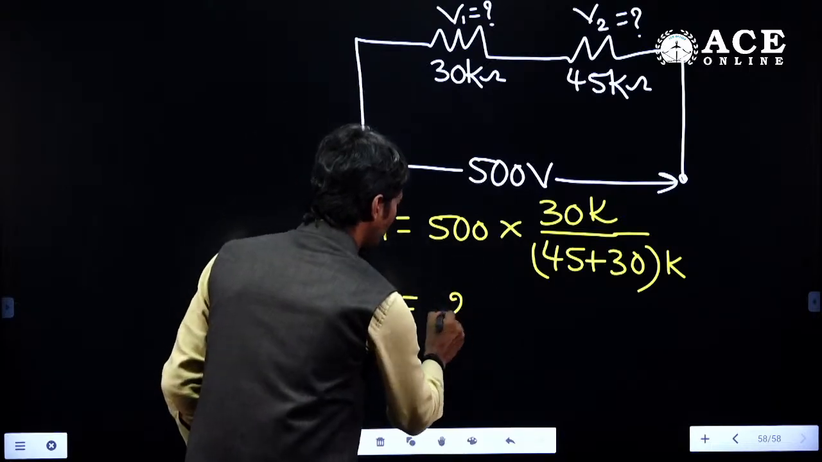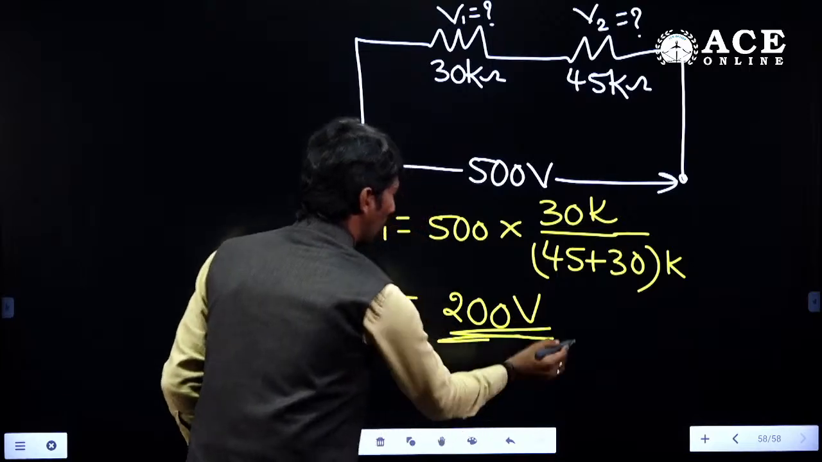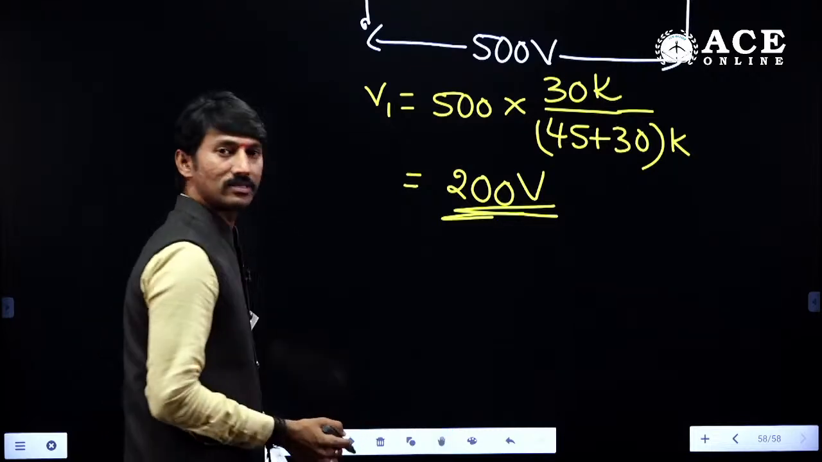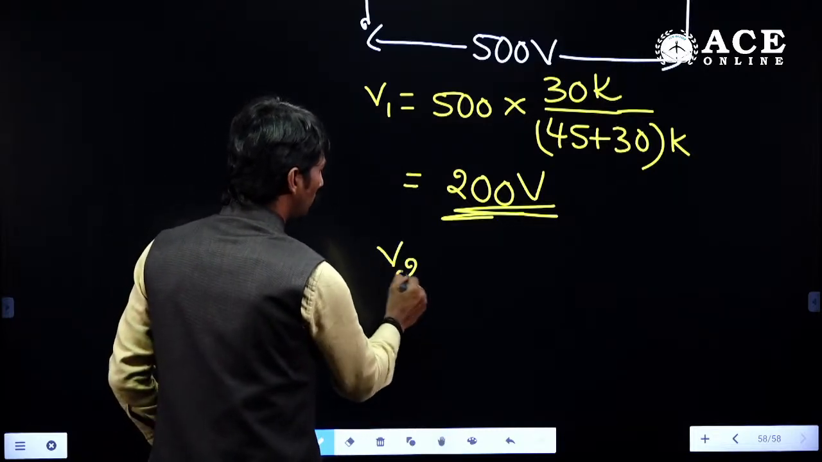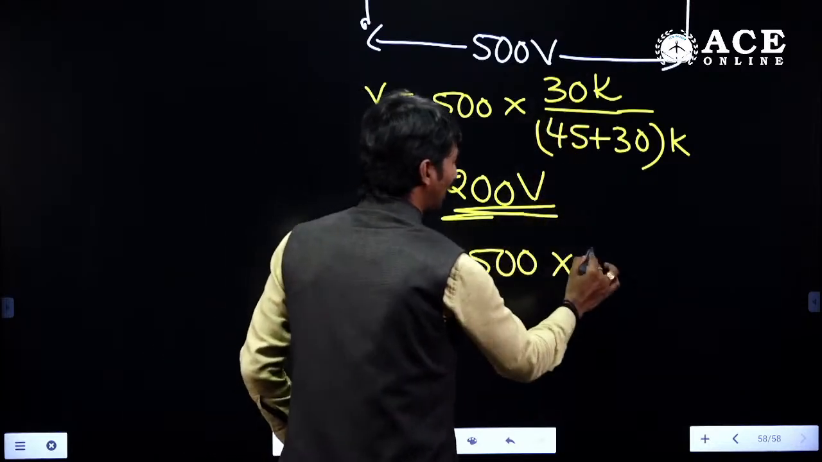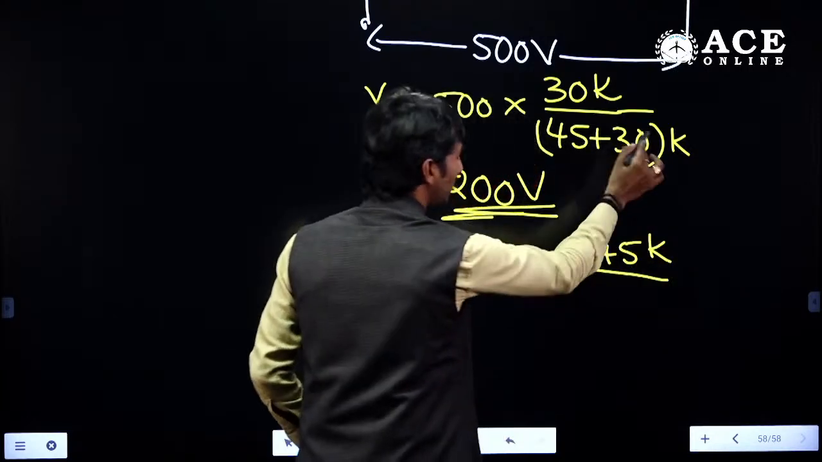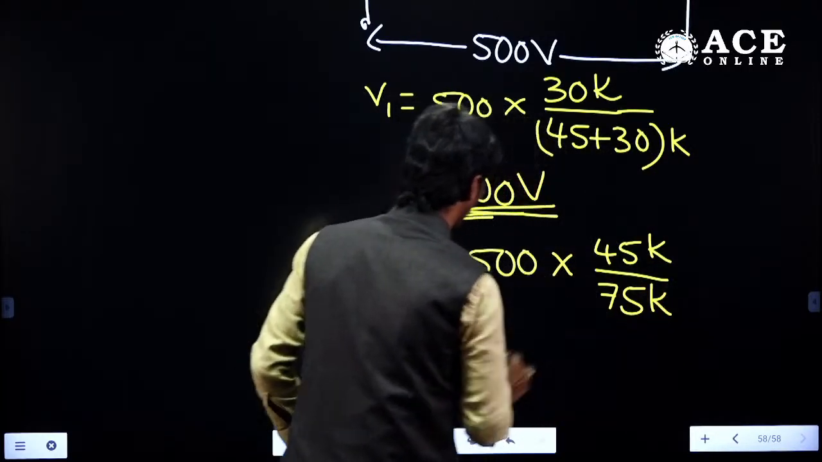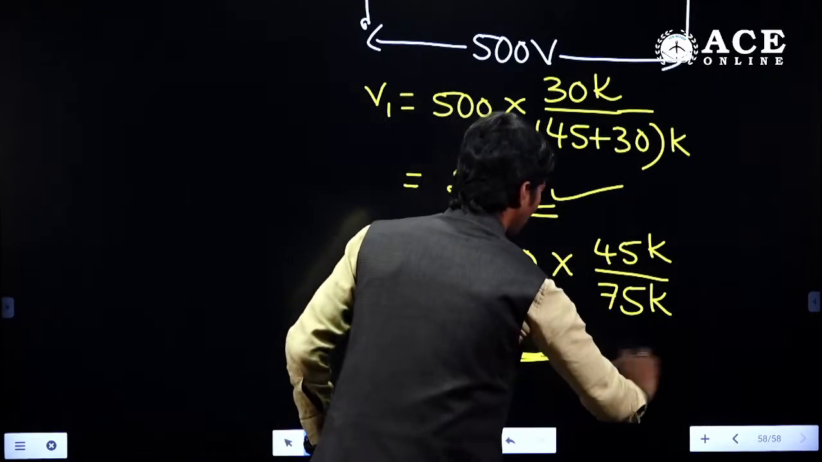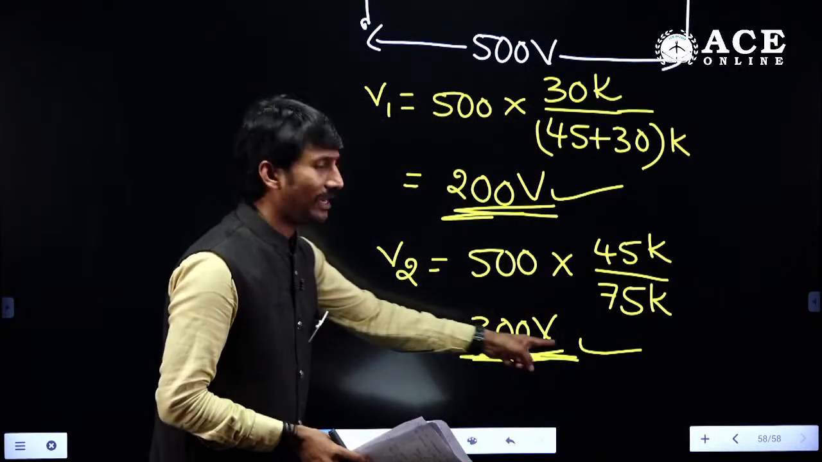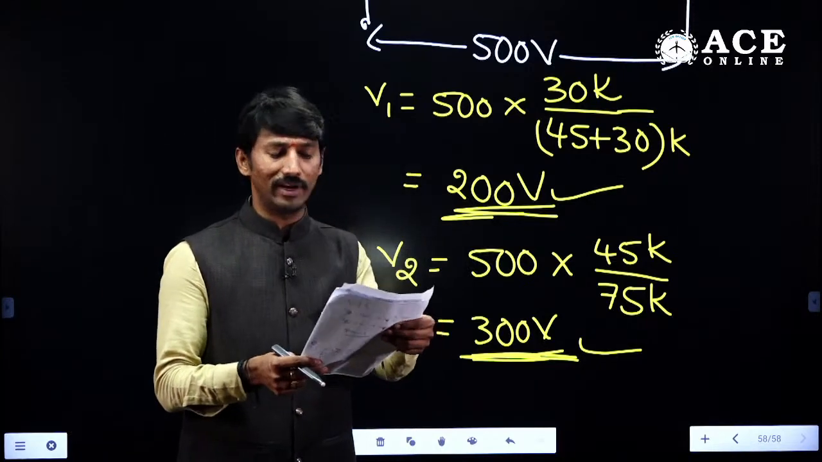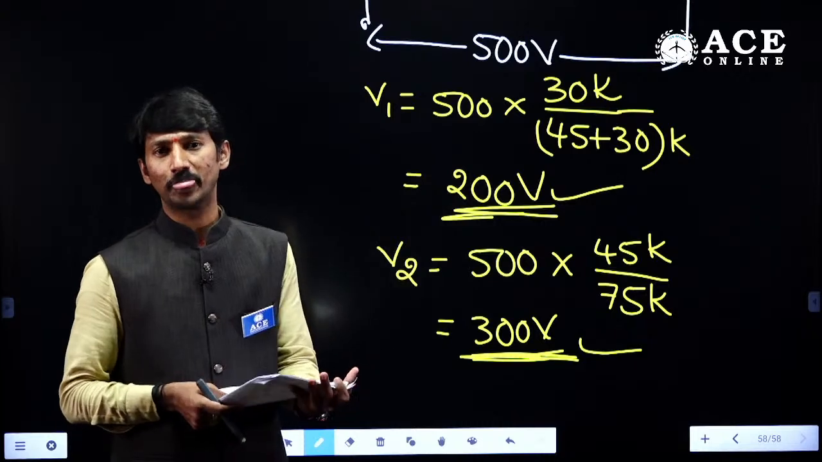You will get the answer as 200 volt. And if this is 200, straight away we can write V2 value as 300, but let us find out. V2 equal to 500 volt into 45k by the sum of these terms, writing directly 75k. So you will be getting 300 volt. So therefore, what is the final answer? V1 reading is 200, V2 reading is 300. Therefore, the option given is V1 will read 200, V2 will read 300. That is option C. Clear?